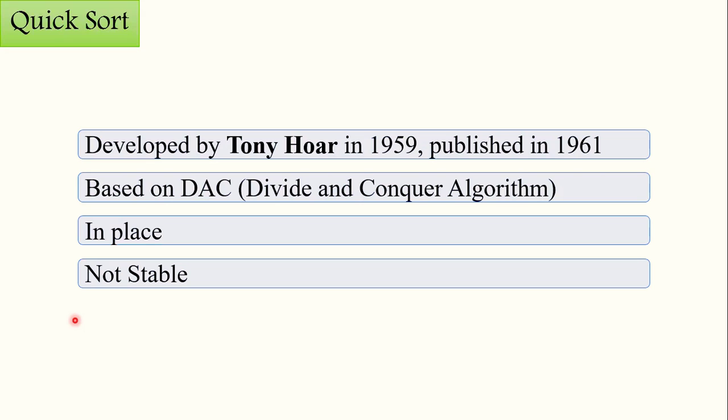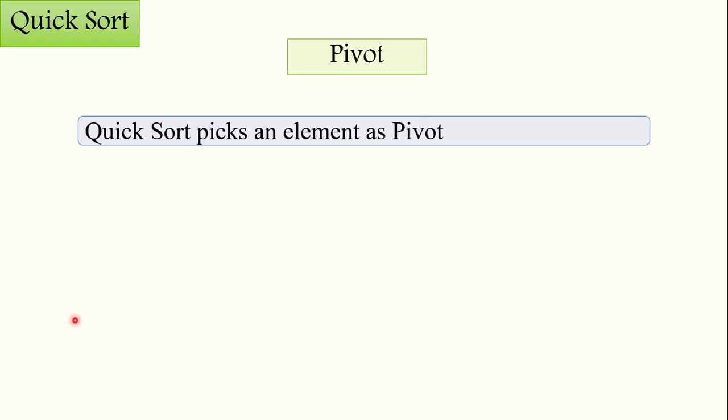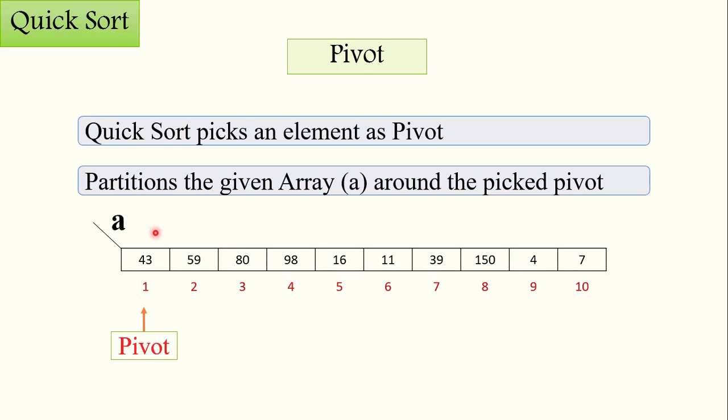Okay, clear? Let us discuss the pivot. Quicksort picks an element as pivot, and partitions the given array around the picked pivot. Means partition will be done around the picked pivot. Like this: this is your given array A and the starting index is 1. I'm going to select the first element as pivot. This is your pivot element.